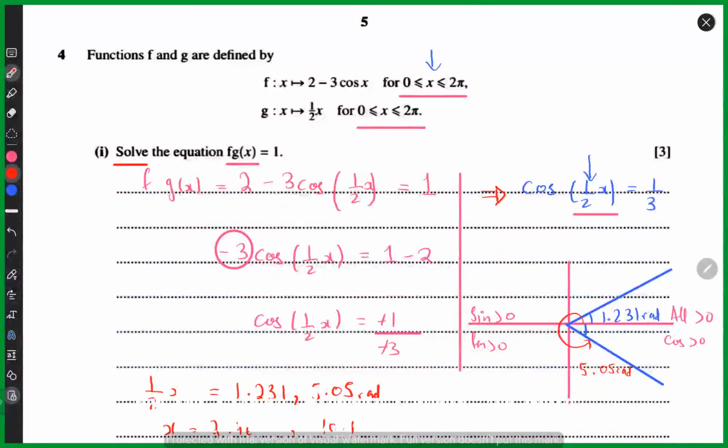Okay, so finally we know all the possible values, but now we need to look at the interval. The interval for x is from 0 to 2 pi, right? X is basically from 0 to 2 pi. So I am not going to consider this because this is outside the interval, and this is going to be the only answer.